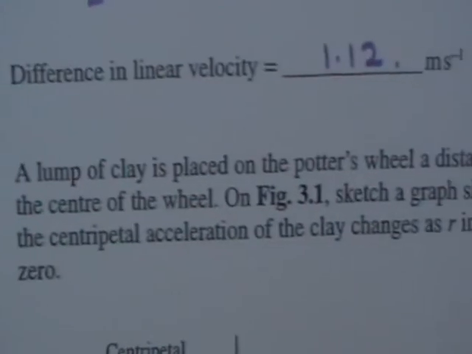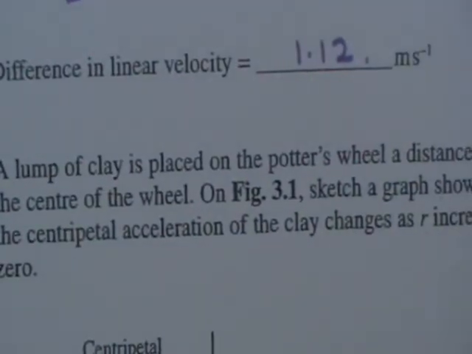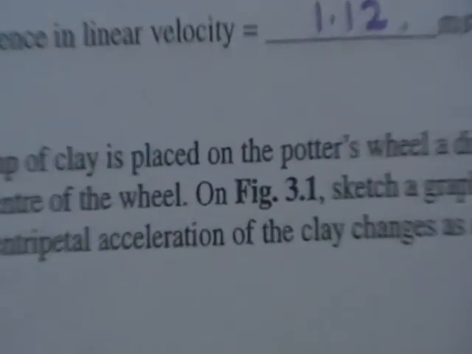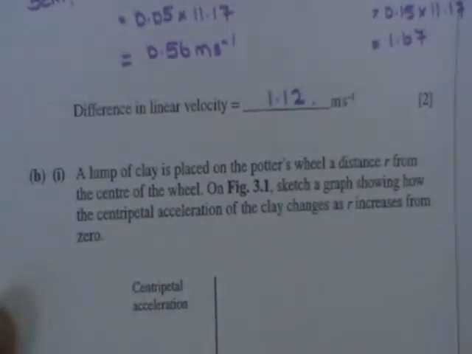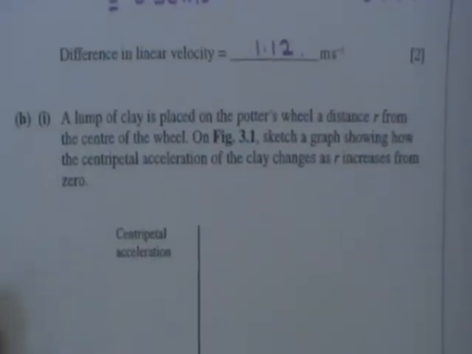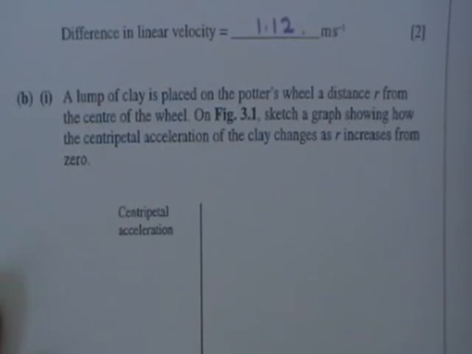B part 1, a lump of clay is placed on a potter's wheel, a distance r from the centre of the wheel. On figure 3.1, sketch a graph showing how the centripetal acceleration of the clay changes as r increases from 0.